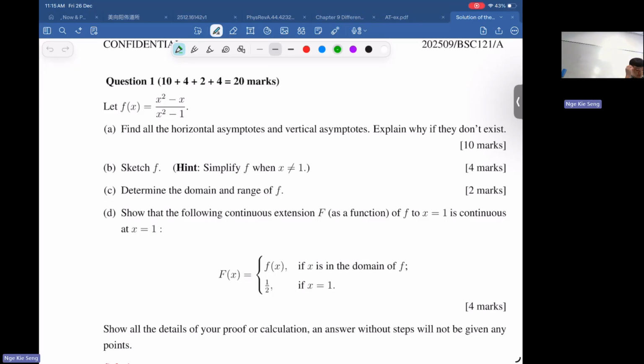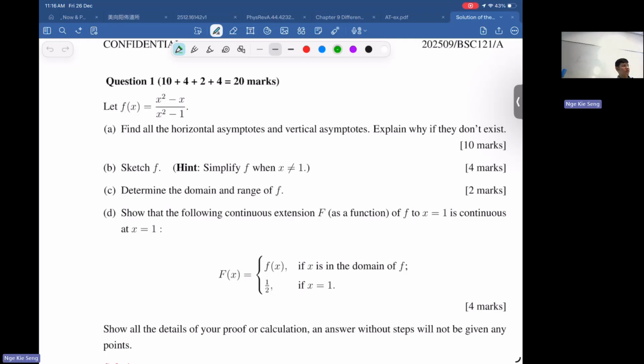All right, so let's see. For the first question, the function is x squared over x squared minus 1. The first part is to find the horizontal asymptote and vertical asymptote. Second, sketch it. C, find the domain and range. D, prove that this new function here is continuous at x equals to.